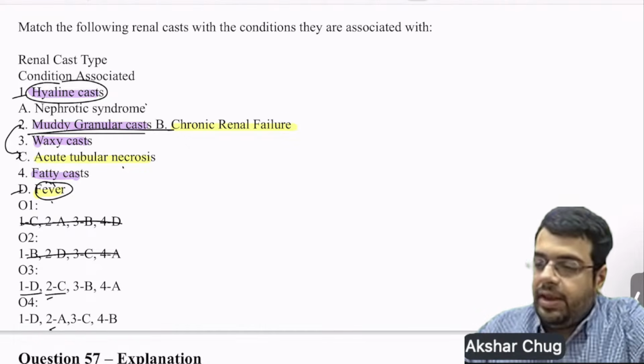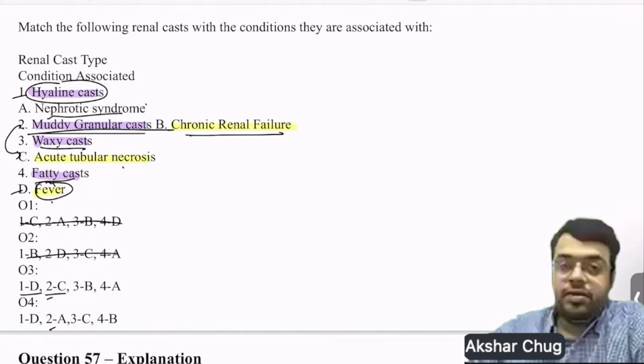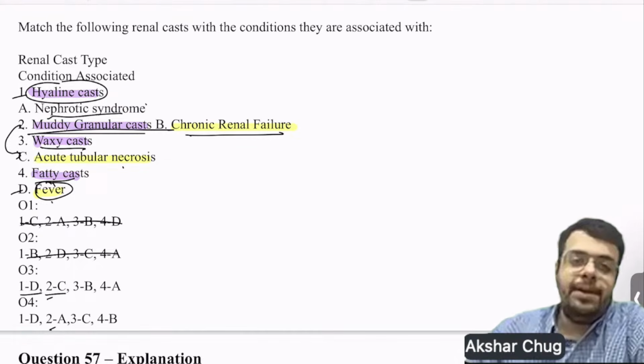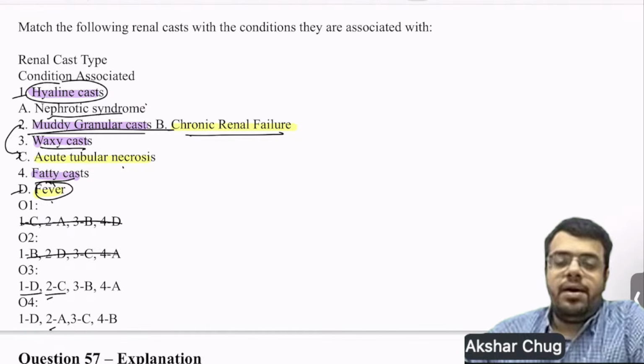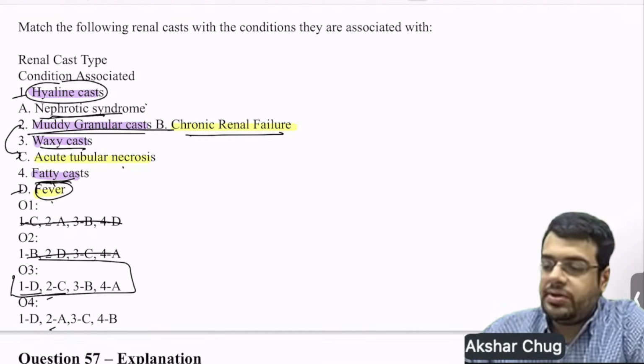In 3, waxy cast, it would be chronic renal failure, and in fatty cast, it would be nephrotic syndrome. Because in nephrotic syndrome, we see lipiduria, which is lipid present in the urine. So fatty cast is classically seen in nephrotic syndrome. So here the option would be option 3.